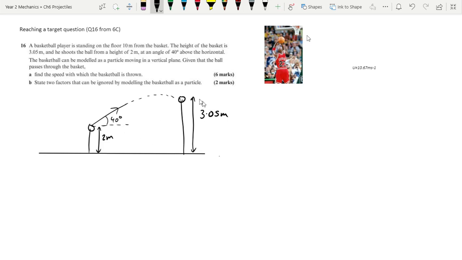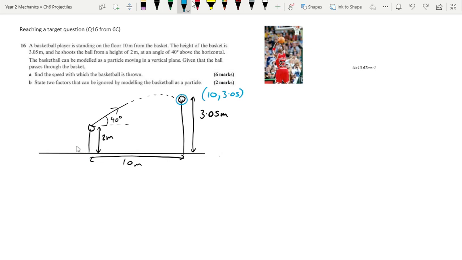Now, the important thing to understand here is this point here, where it goes through the hoop, we could write this as a coordinate. So its x coordinate, because it says that he stands 10 meters away from the basket, would be 10 meters. And then the y coordinate would be 3.05. Okay, that's its coordinate if we use this point here as the origin.